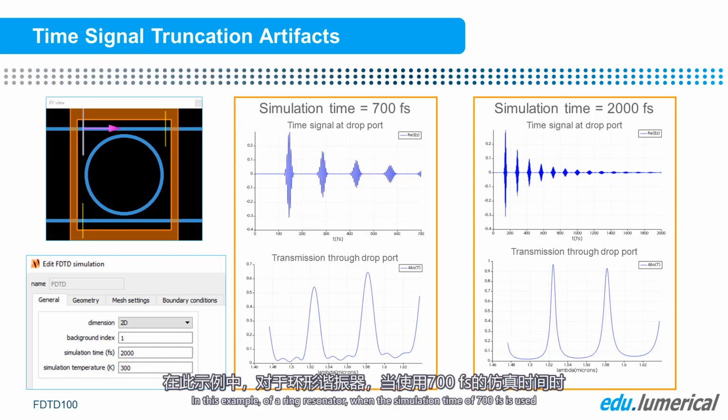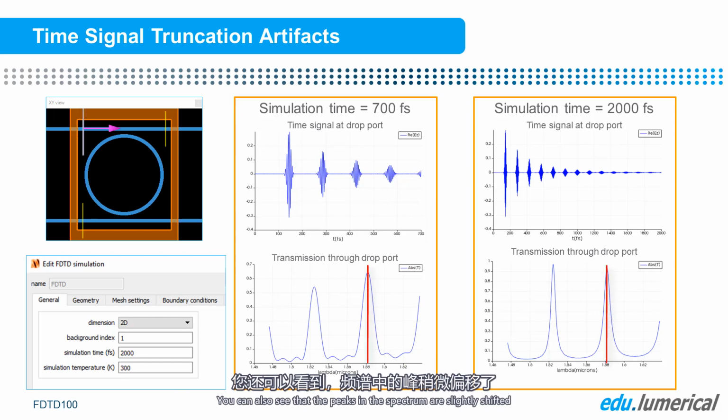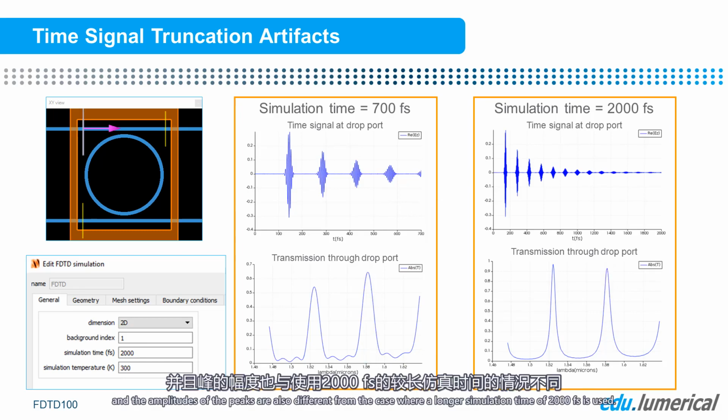In this example of a ring resonator, when the simulation time of 700 femtoseconds is used, the simulation ends before the fields have a chance to fully propagate through the device, leading to artificial ripples in the transmission spectrum from the drop port. You can also see that the peaks in the spectrum are slightly shifted, and the amplitudes of the peaks are also different from the case where a longer simulation time of 2000 femtoseconds is used.